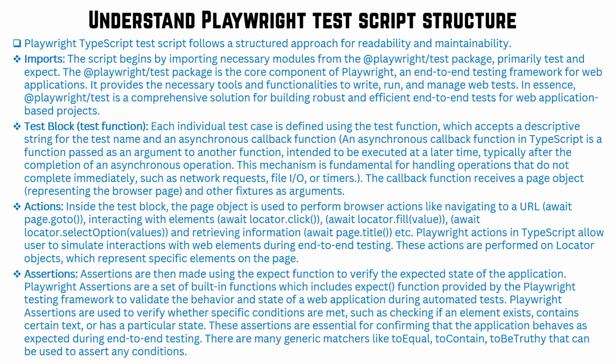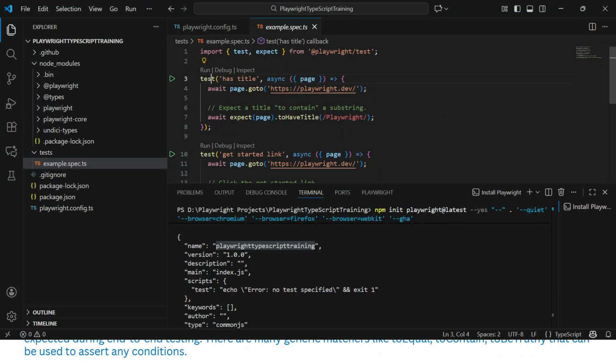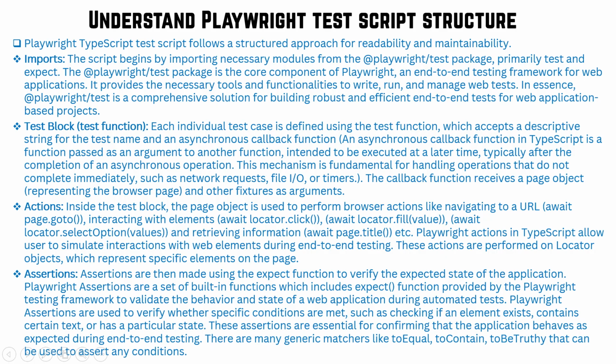So this is about the test block. You can have any number of test blocks. That means each will be considered a test case for your Playwright test script or spec. So here there are two test cases. This is the title of the first test case, with the title. This is the title of the second test case, get started link, with an asynchronous callback with page as an argument. Now come your actions, through which you want to perform different types of operations on the application.